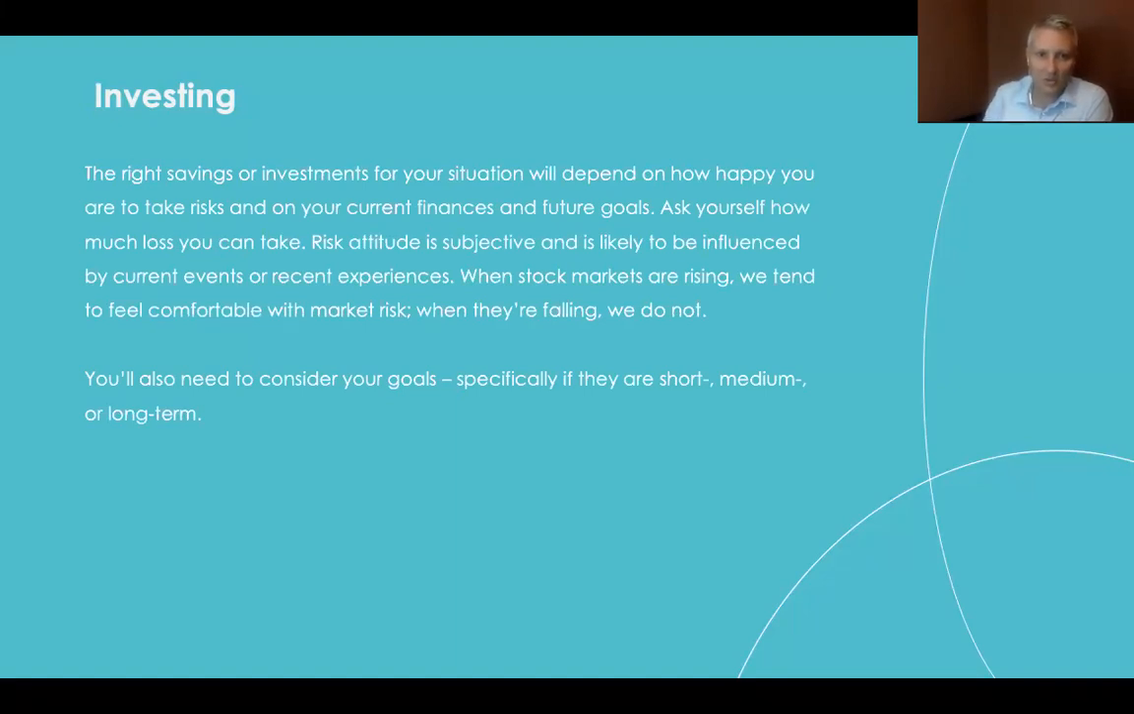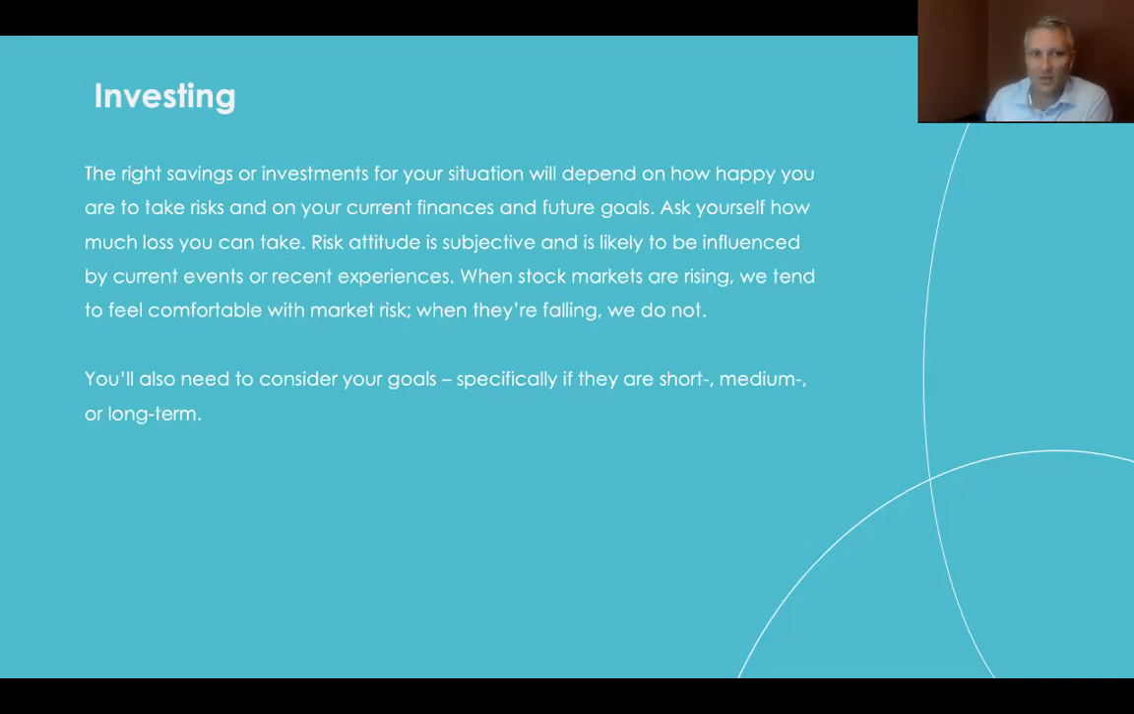But your attitude to risk is subjective, and it can be influenced by current events or experiences. So at the moment we are in March. We are going through a huge temporary decline due to global events. And it's understanding how comfortable you feel with this market risk. If we did a risk profile questionnaire or a risk profile interview, your reactions are likely to be different to if markets were going up at the start of the year.